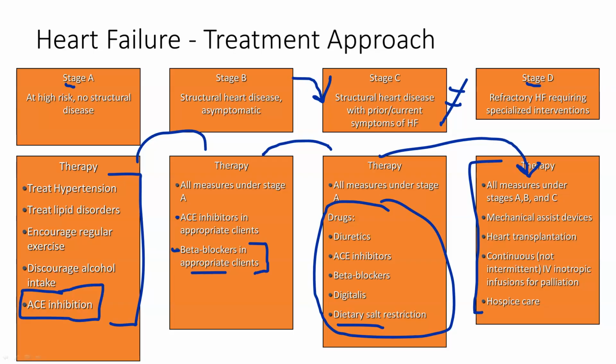So everything that we've already done, plus assist device. So LVADs typically are the ones that we'll talk about most commonly. If their EF gets below 10, we're going to start thinking about heart transplant. If they're in the ICU, we're going to think about inotropic therapy to maintain cardiac output, or worst case scenario, we'll talk about hospice care.